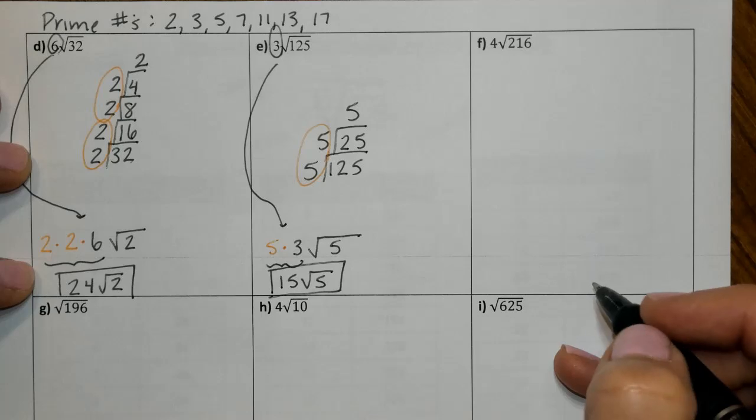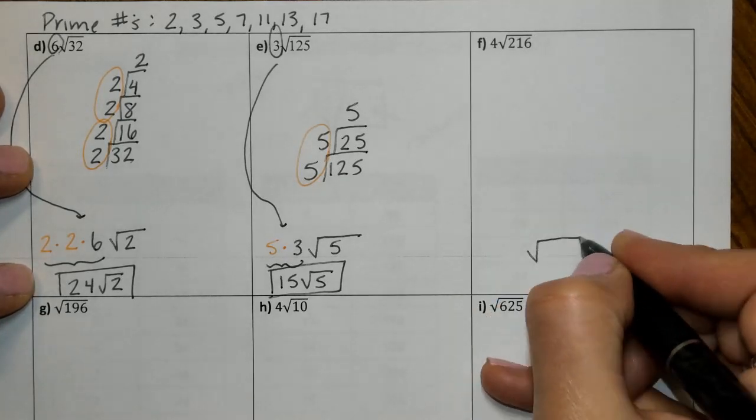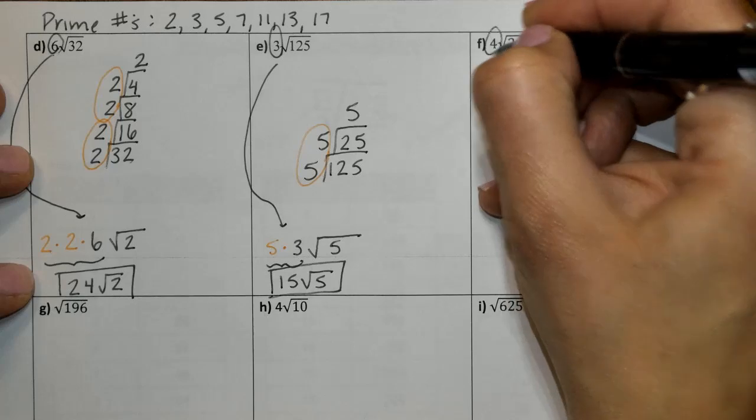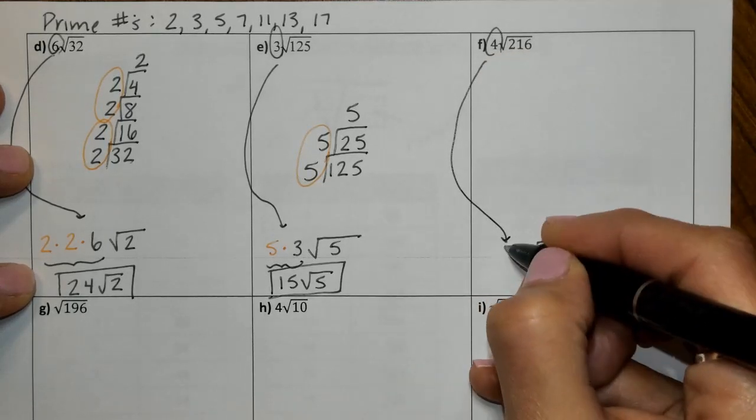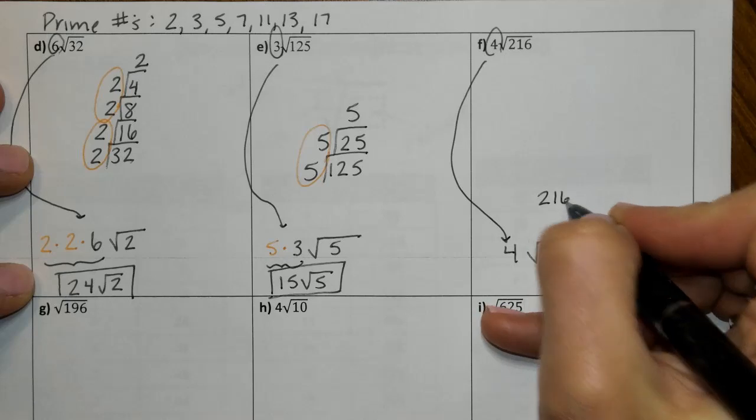Pause and rewind if you need to. I know I'm going fast through them. Letter F. Okay, I've got somebody outside, the 4. Go ahead and bring him down to wait. And then we'll take our 216 and start dividing.